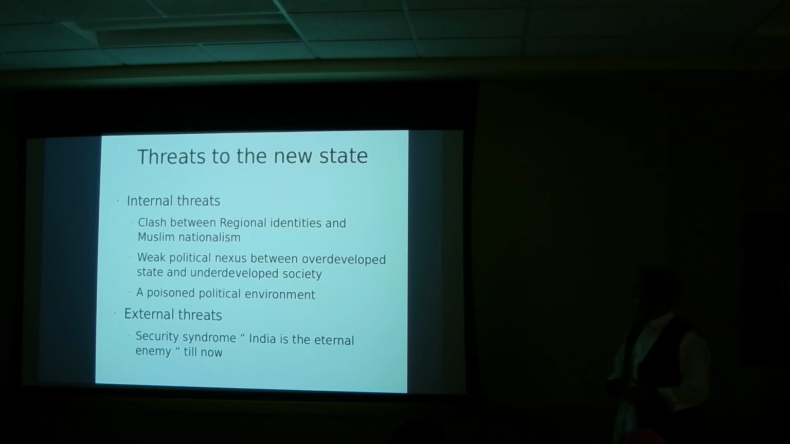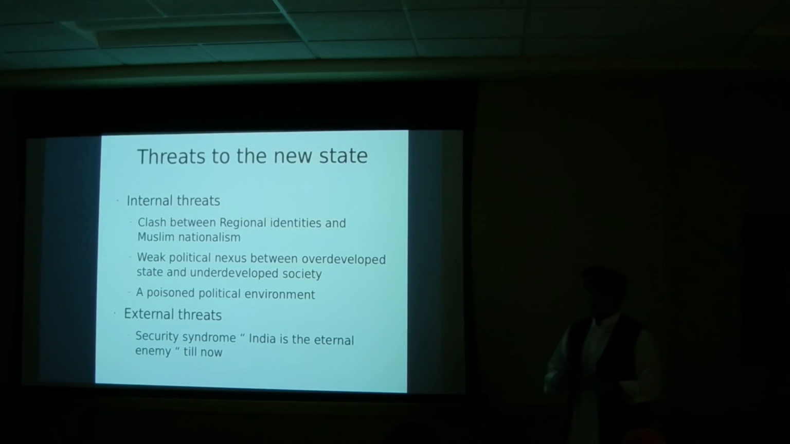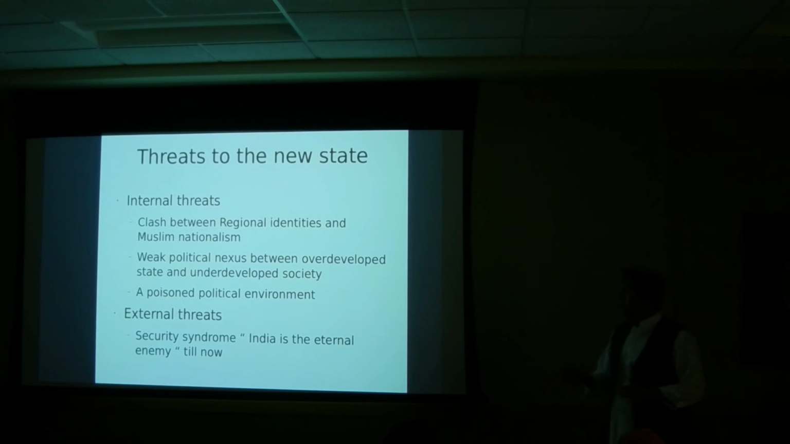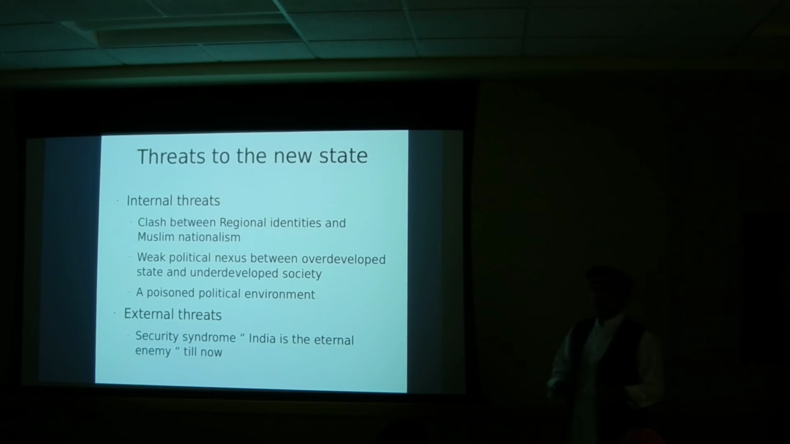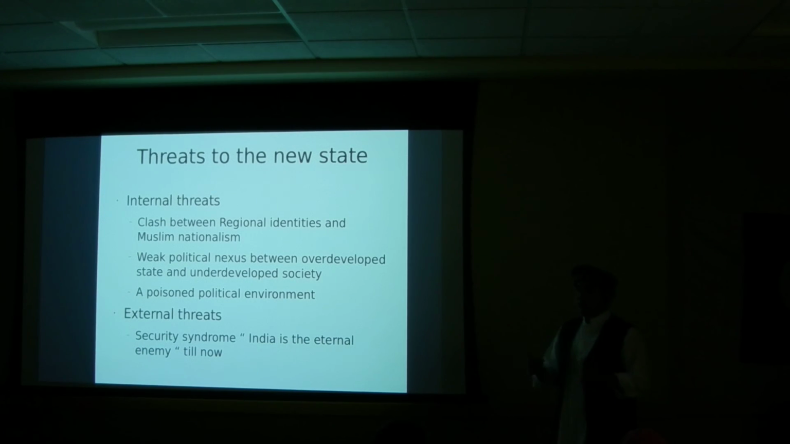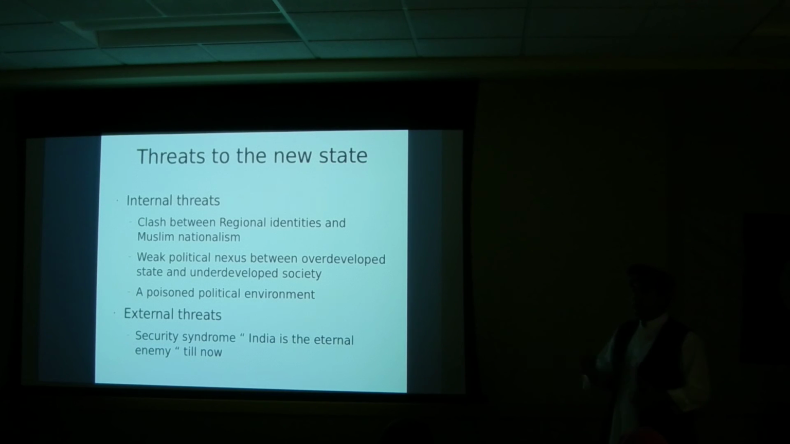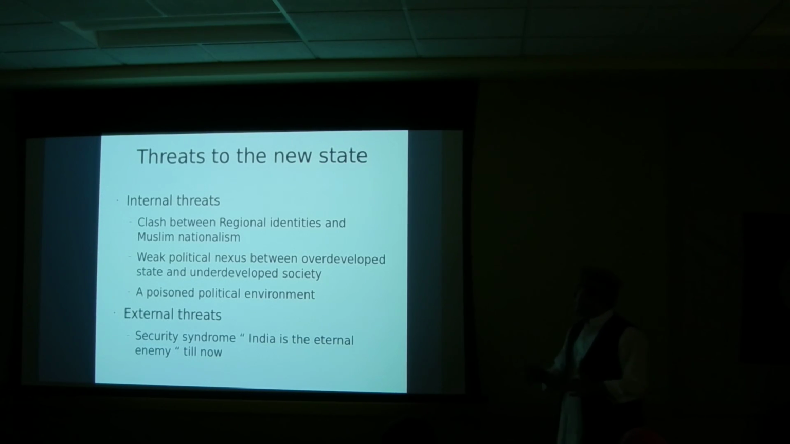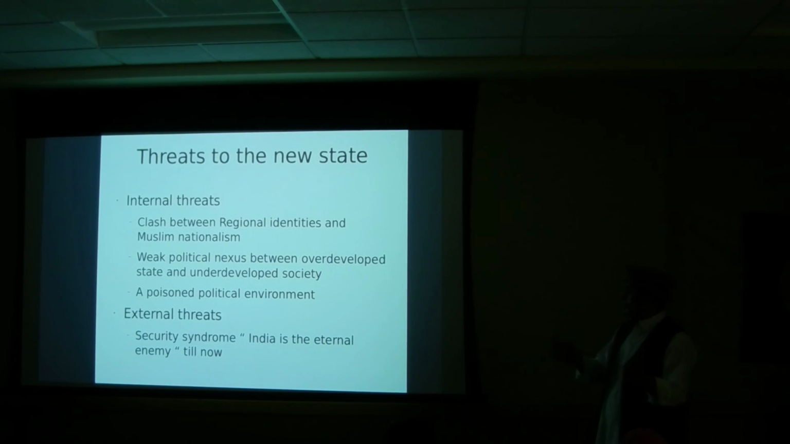Now, when the state was created, first of all, there were some threats to the state. The most important threat was the clash between the different regional identities and Muslim nationalism. Pakistan consists of 4 or 5 different regions, and as Tasmi and Asad will tell you later on, all these regions have different history, different languages, and different culture. So it was very difficult to combine Muslim nationalism and regional identities into one.